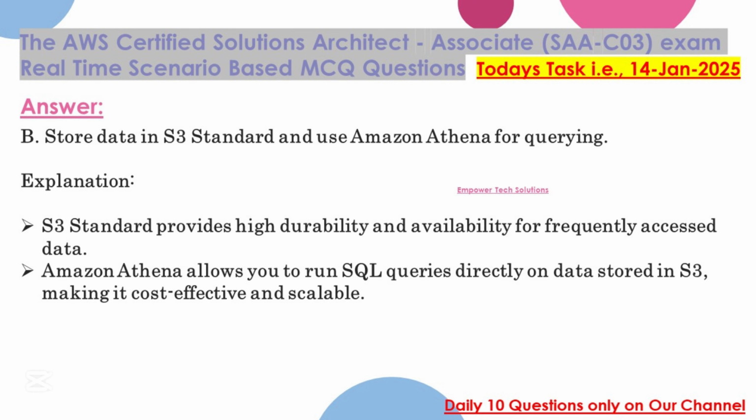Correct answer: B. Store data in S3 Standard and use Amazon Athena for querying. Explanation: S3 Standard provides high durability and availability for frequently accessed data. Amazon Athena allows you to run SQL queries directly on data stored in S3, making it cost-effective and scalable.